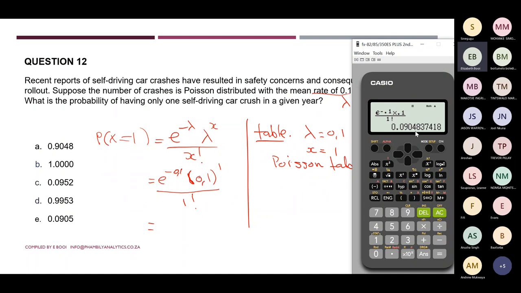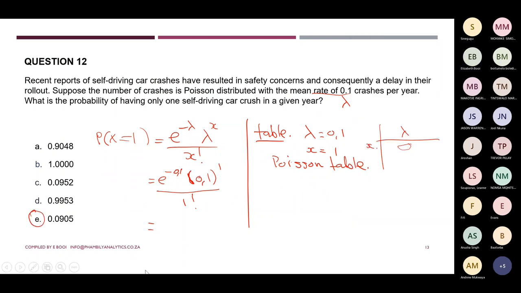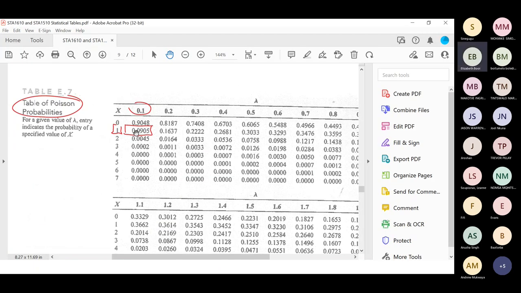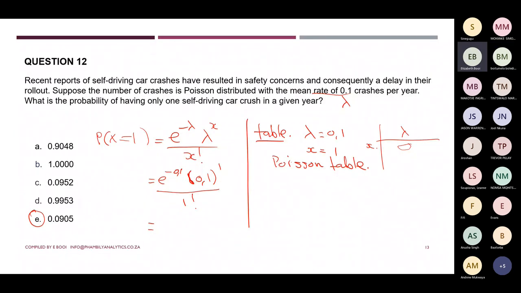Then the answer is option E, the same way as on the table, where I also found option E, 0.0905. You can use the table or you can use the formula. The only way to save time is to use the table.